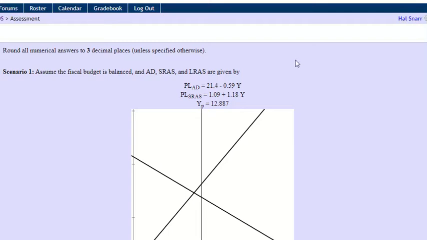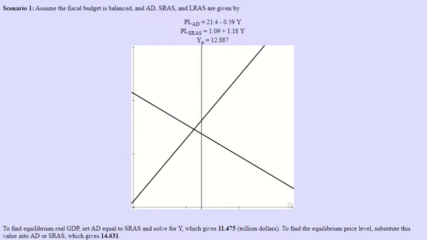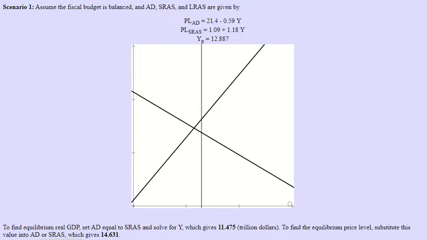Okay, in question 6, we're going to replicate what we just did in question 5. In question 5, we had a Keynesian model of an economy. Here we have a neoclassical version of that model. Same model. In the neoclassical model, the short-run aggregate supply curve slopes up. And you can see that right here. The slope of short-run aggregate supply is positive.